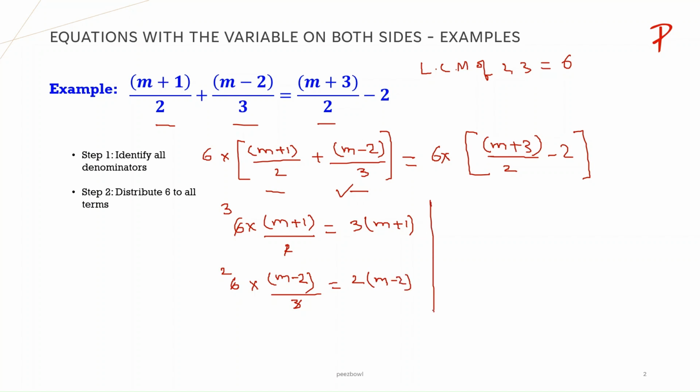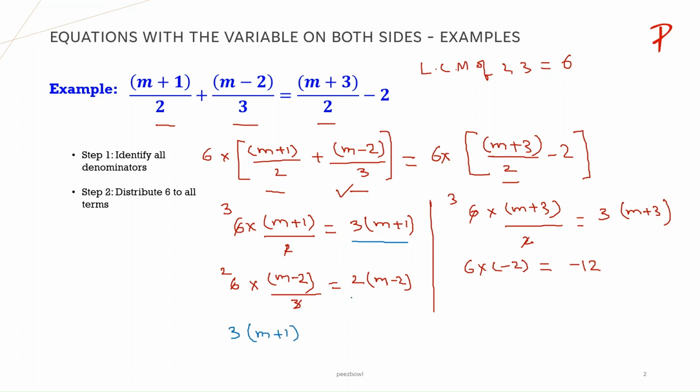Similarly, on the RHS, we will have 6 multiplied by m plus 3 upon 2 and 6 multiplied by minus 2. So the first term is 6 multiplied by m plus 3 upon 2. 2 threes are 6. This is going to be 3 multiplied by m plus 3, and our second term is 6 multiplied by minus 2, which is minus 12. Okay, so our LHS becomes 3 times (m plus 1) plus 2 times (m minus 2), right? And our RHS becomes 3 times (m plus 3) minus 12.